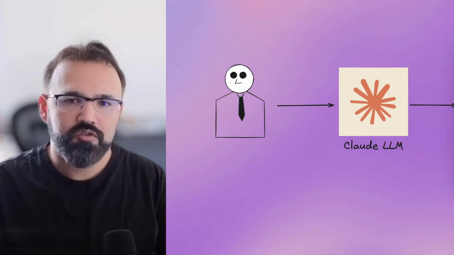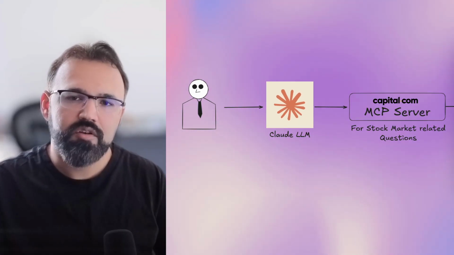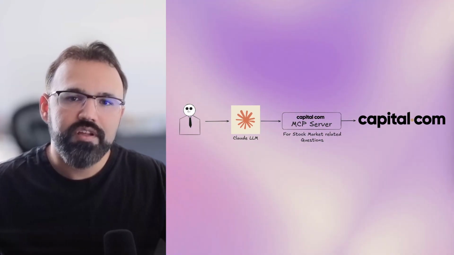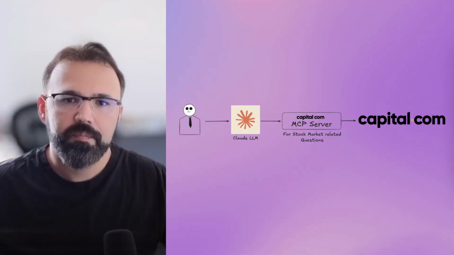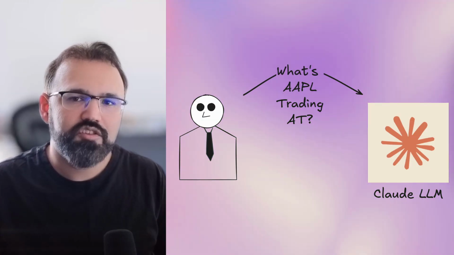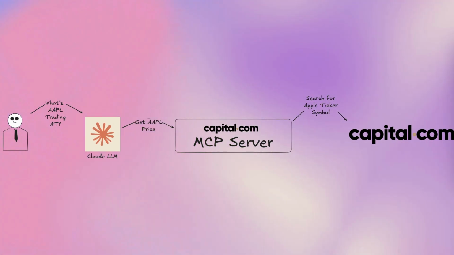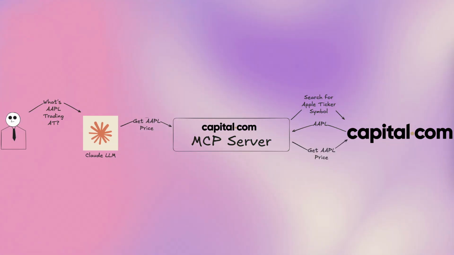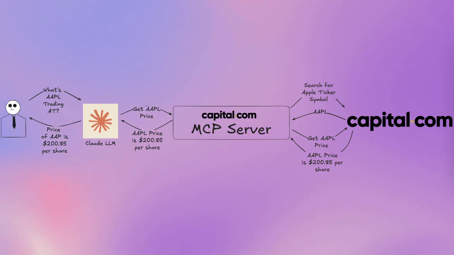Remember that Capital.com MCP server I built? That's a perfect example for this case. I told Claude when someone asks about stock prices, use the Capital.com API to get real-time data before responding. Now when I ask what's Apple's trading at, Claude follows my predefined path. Search for Apple ticker AAPL, fetch current price from Capital.com, return the live data.